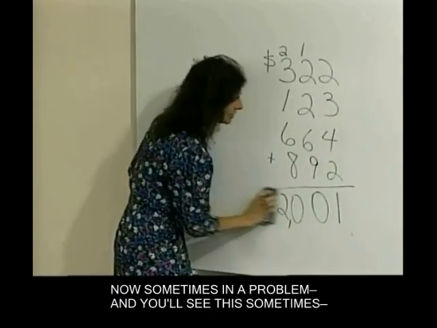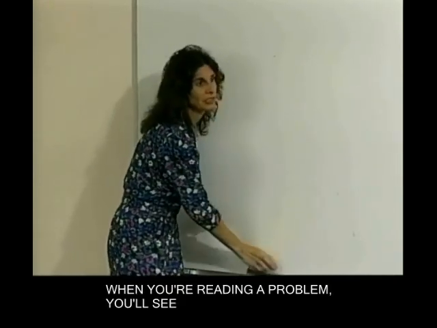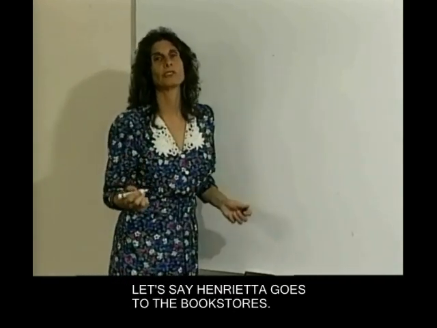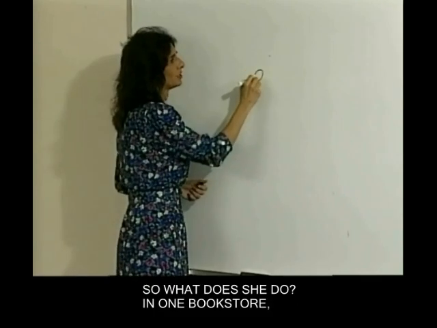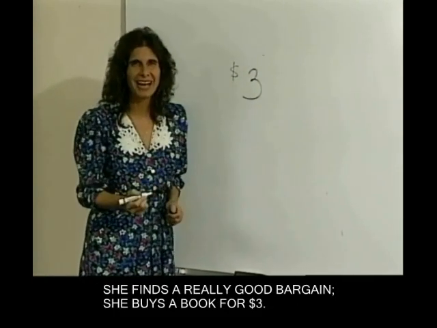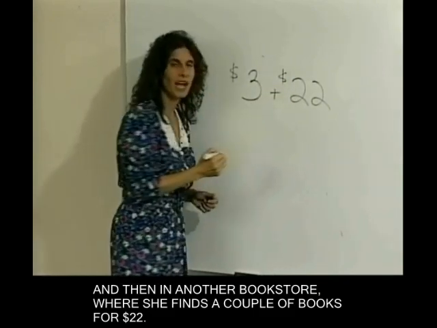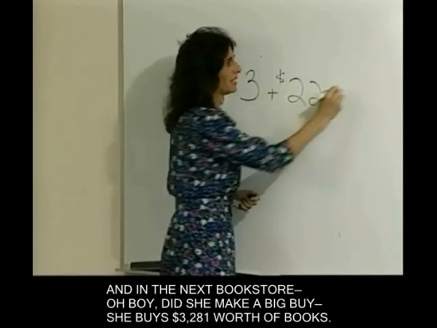Now sometimes in a problem, and you'll see this sometimes, when you're reading a problem, they will give you the numbers horizontally. Let's say Henrietta goes to the bookstores. She's buying books for the local library. So what does she do? In one bookstore, she finds a really good bargain. She buys a book for $3. And then in another bookstore, she finds a couple of books for $22.